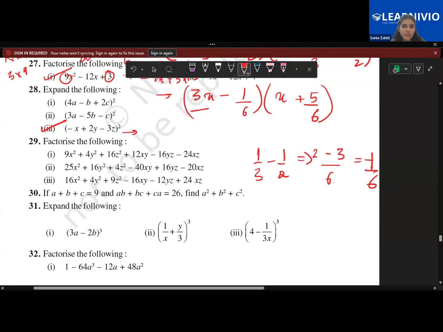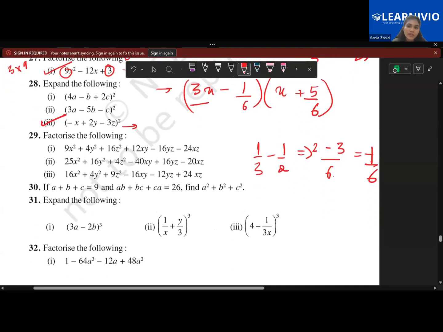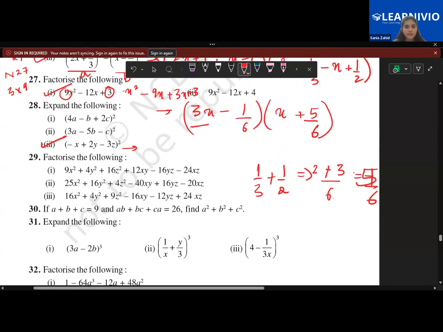So children, you understood how I got minus 1 by 6? Yes, ma'am. Then similarly, I have just added 1 by 3 plus 1 by 2. See, when you add 1 by 3 plus 1 by 2, the sign will change. So 2 plus 3 is 5, so you get 5 by 6. Understood now? Yes, ma'am. Okay.